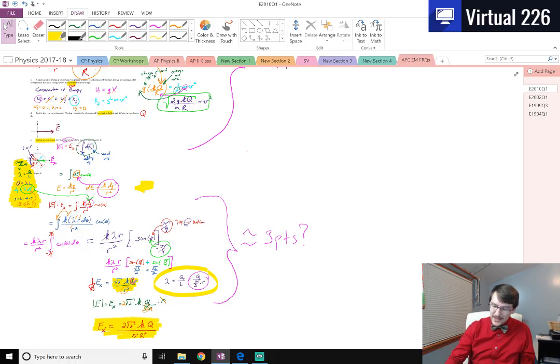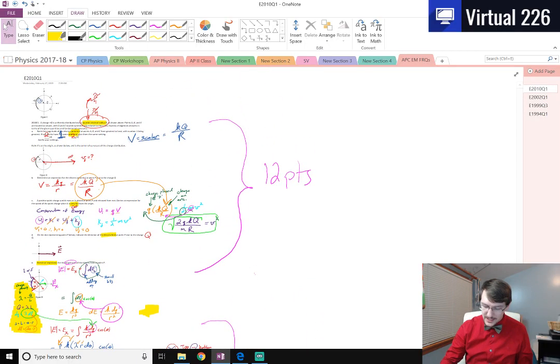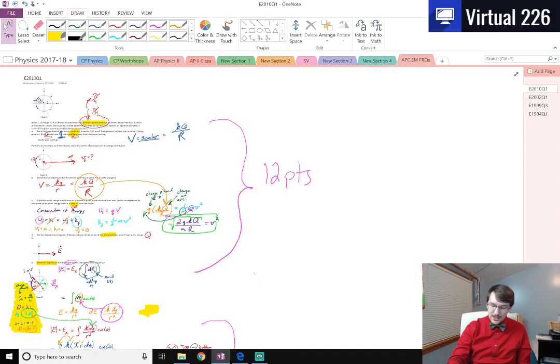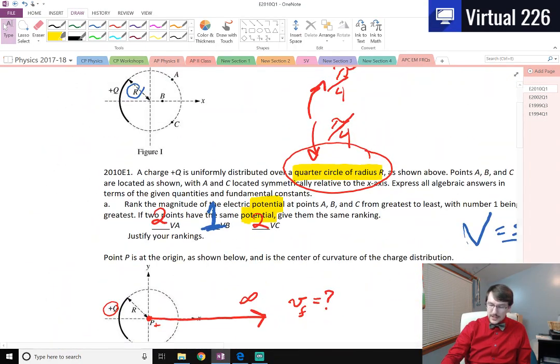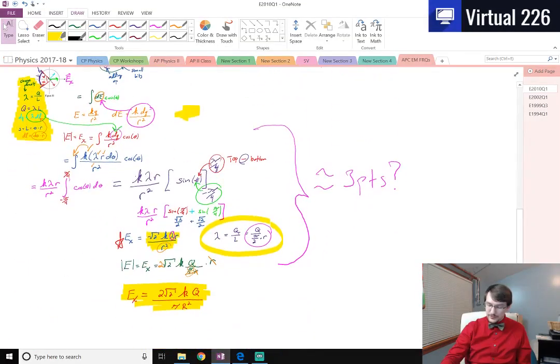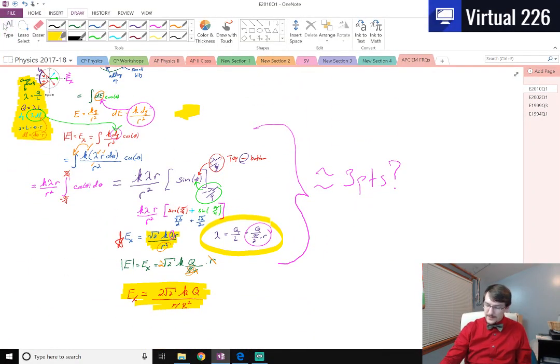But that right there was the 2010 Electricity and Magnetism question 1. You're looking at an arc of charge and looking for potentials and electric fields for it. With that, we're finished.